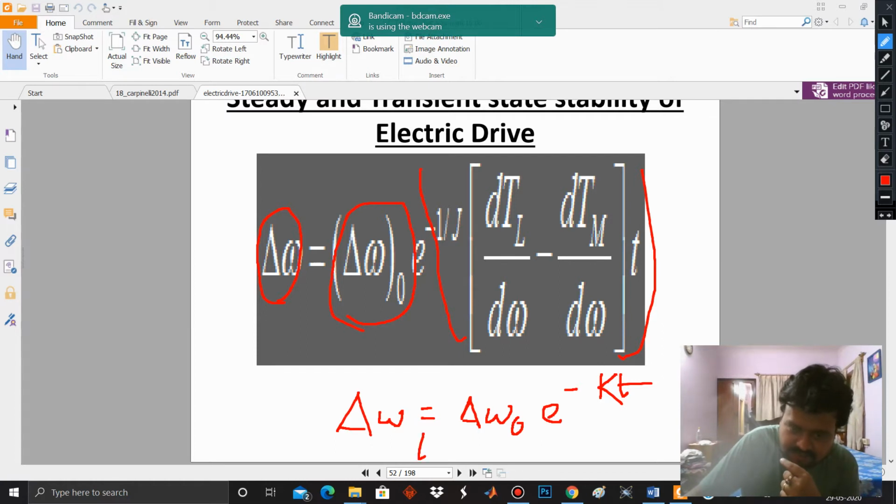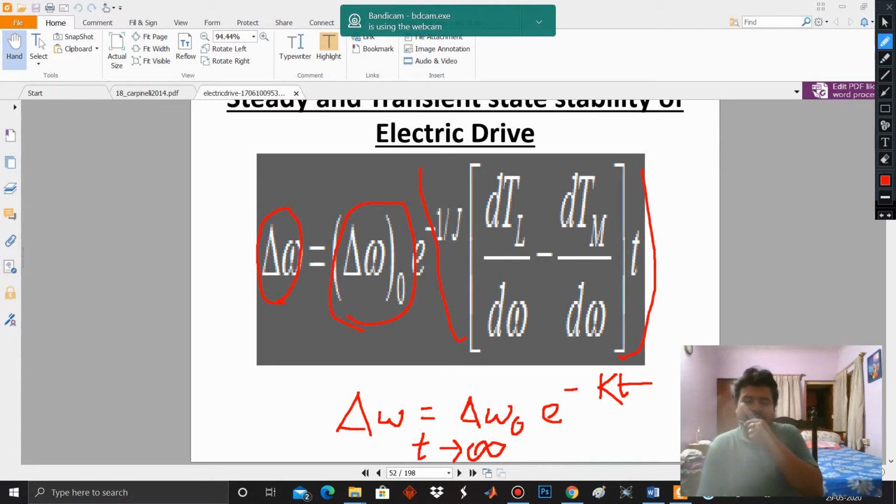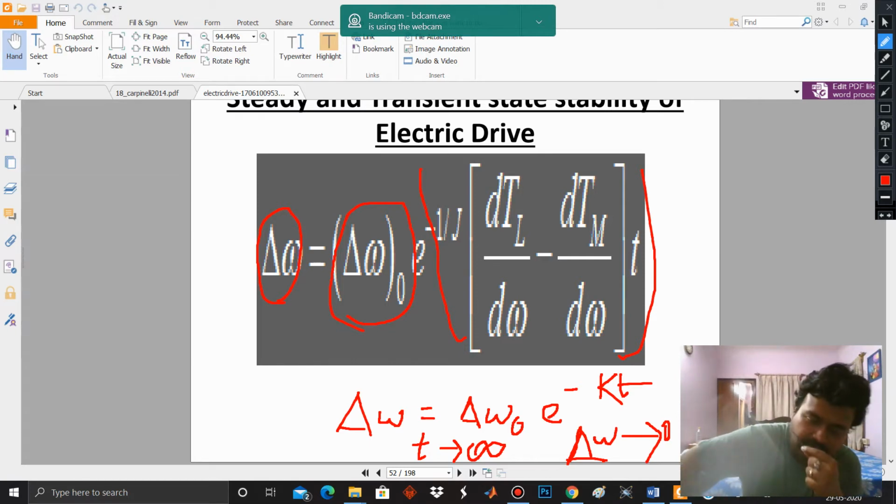That means if t tends to infinity, what will happen? This delta omega will tend to 0. That means for a very long time, or after some time, this change in omega, delta omega, will disappear in the system. That means the change in speed in the system will disappear after quite some time. So that means the system will attain stability.